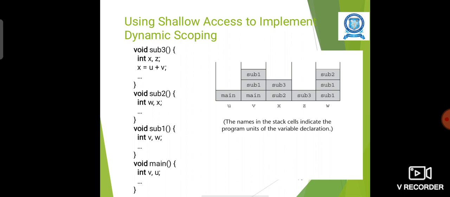the variables are u, v, x, z, w. The u will only refer to main, and v is referring to the block main, also sub1, and x is referring to sub2, again sub3. z is used in sub3, w is referring to sub1, again sub1, then sub2. So the names in the stack cells indicate the program units of the variable declaration.